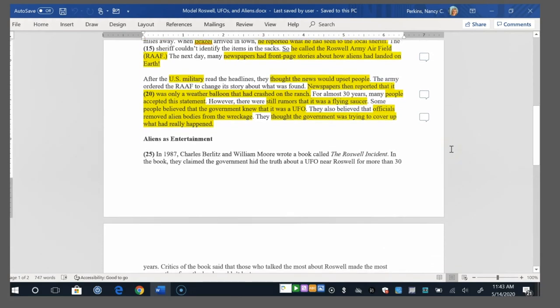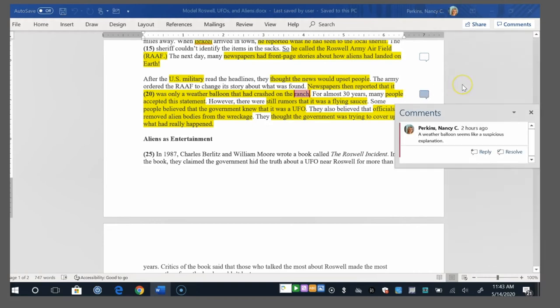Last paragraph that I'm going to read. After the U.S. military read the headlines, they thought the news would upset people. The Army ordered the RAAF to change its story about what was found. Newspapers then reported that it was only a weather balloon that had crashed on the ranch. My comment here was, I don't know, a weather balloon seems kind of like a suspicious explanation. All of a sudden, oh, it was just a weather balloon.